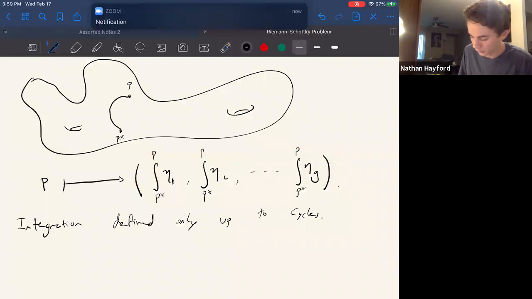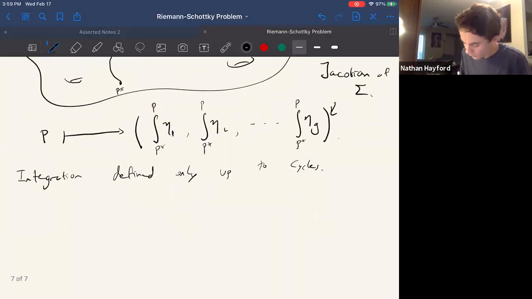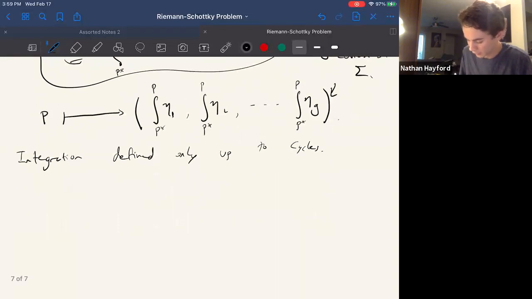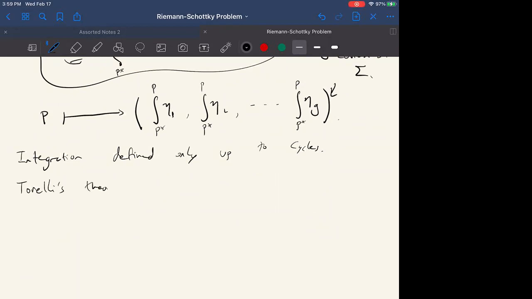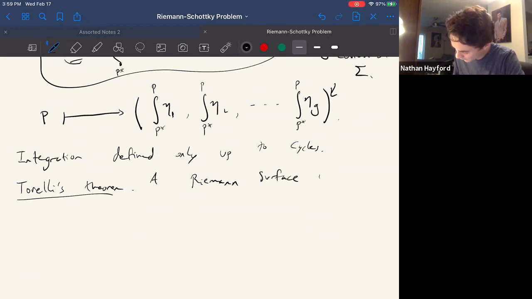And this object is called the Jacobian of the Riemann surface. So this thing here is called the Jacobian of sigma. And in this new language, what Torelli's theorem says is that a Riemann surface is characterized by its Jacobian. And I have one more sentence I'm going to say, and then I'll be done for the day.